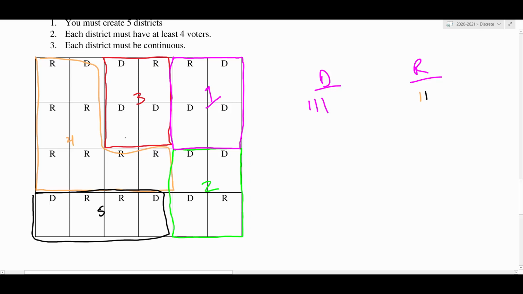So that's gerrymandering, and like I said, we're going to revisit this next week as part of our discussion. So you guys are going to do a little bit of investigating into this particular topic and hopefully have a good discussion about it.